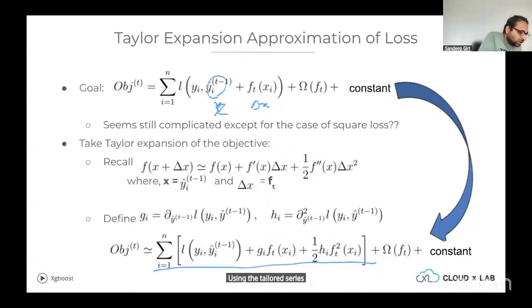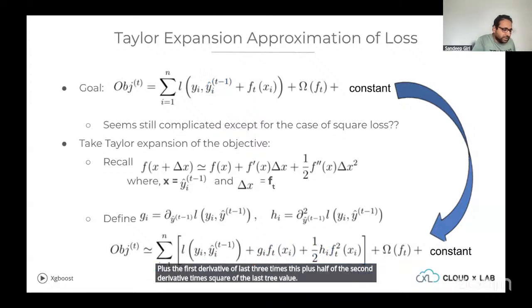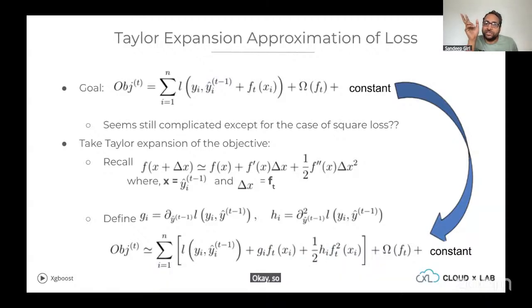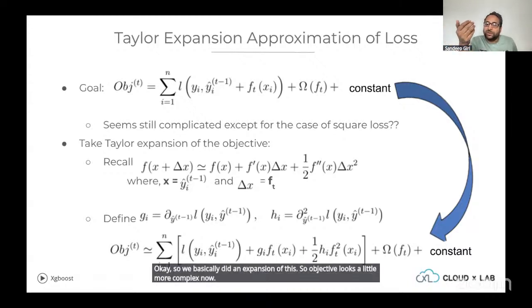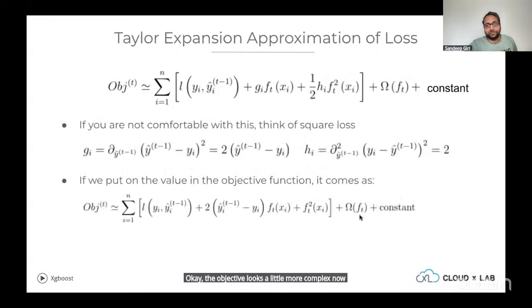So we are saying the loss of the next step is equal to the loss before we added the last tree, plus the first derivative times the last tree value, plus half of the second derivative times the square of the last tree value. So we basically did an expansion of this. So the objective looks a little more complex now. Now you can make it look a little simpler.